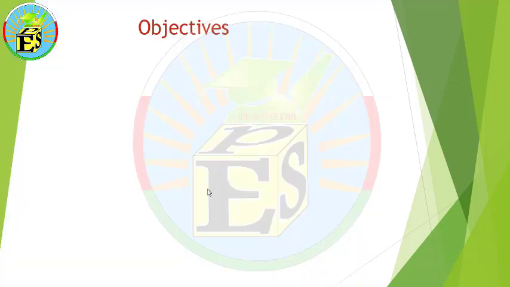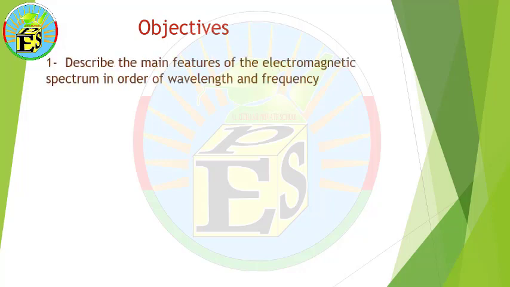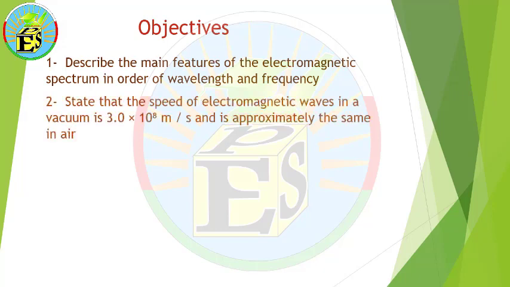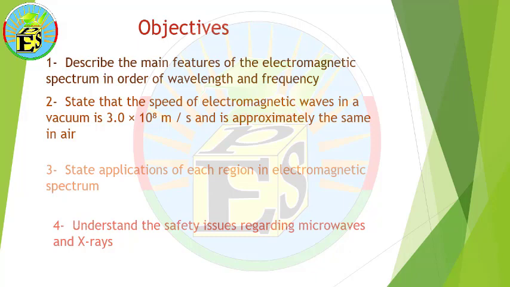By the end of this lesson, we must be able to: first, describe the main features of the electromagnetic spectrum in order of wavelengths and frequency. Second, state that the speed of electromagnetic waves in a vacuum is 3.0 × 10^8 meters per second and is approximately the same in air. Third, state applications of each region in the electromagnetic spectrum. Fourth, understand the safety issues regarding microwaves and X-rays.